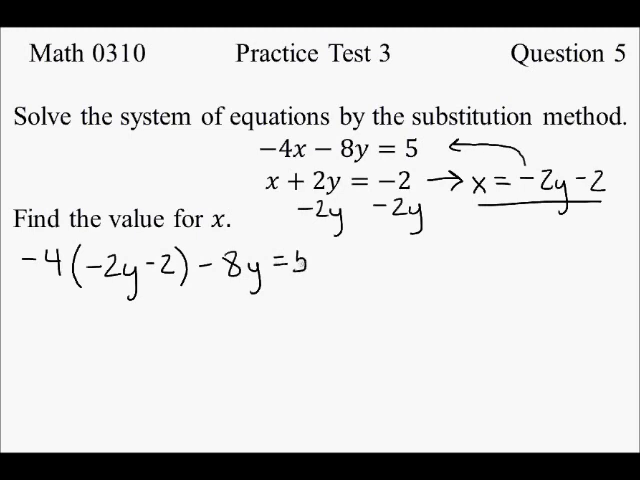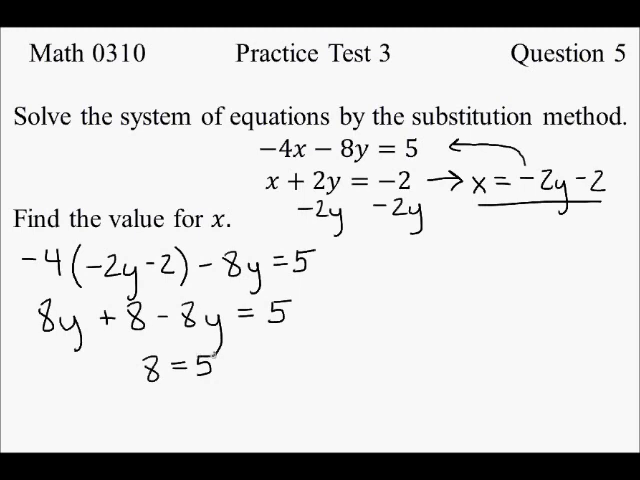So now we have to distribute our negative 4. Negative 4 times negative 2y. 4 times 2 is 8. A negative times a negative gives us a positive, 8y. And then the same thing here. 4 times 2 would give us 8. And negative times a negative makes that a plus 8. And here we get a minus 8y. And that equals 5. Alright, so now we need to simplify. We can combine here. We get 8y minus 8y. That gives us no y's. The y's cancel out there. So we get 8 equals 5.